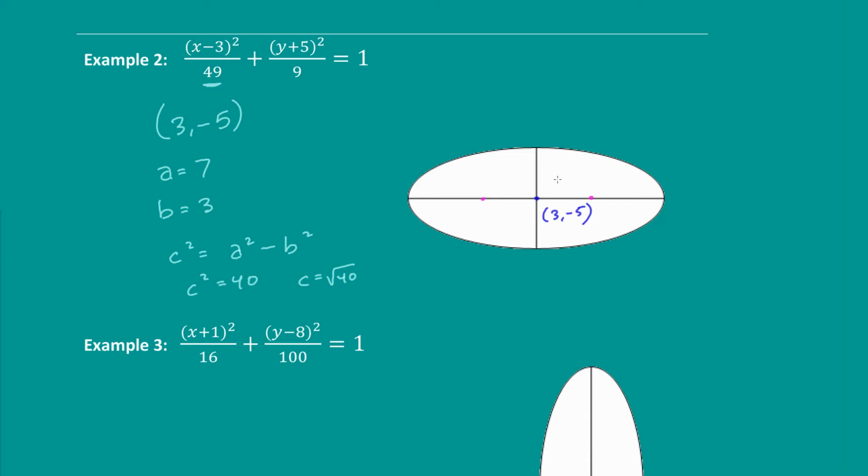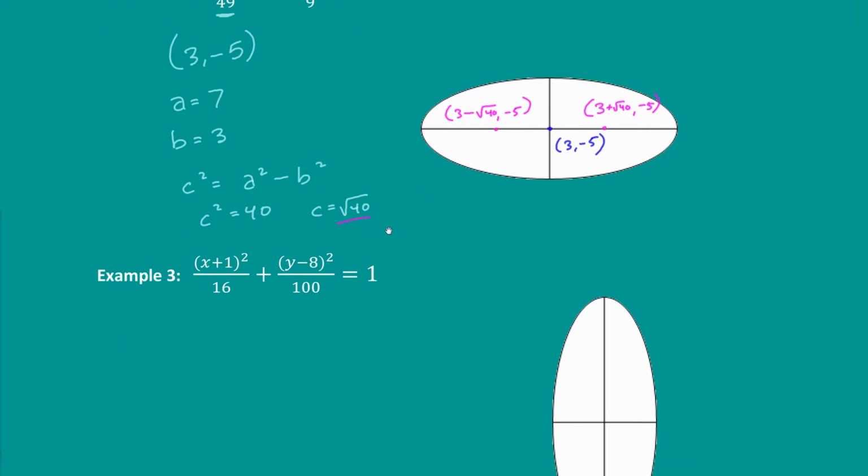So we're going to go to the right square root of 40. So this will be 3 plus the square root of 40, but the y value is the same. This will be 3 minus the square root of 40, but the y value is the same. That's how you break up that one.